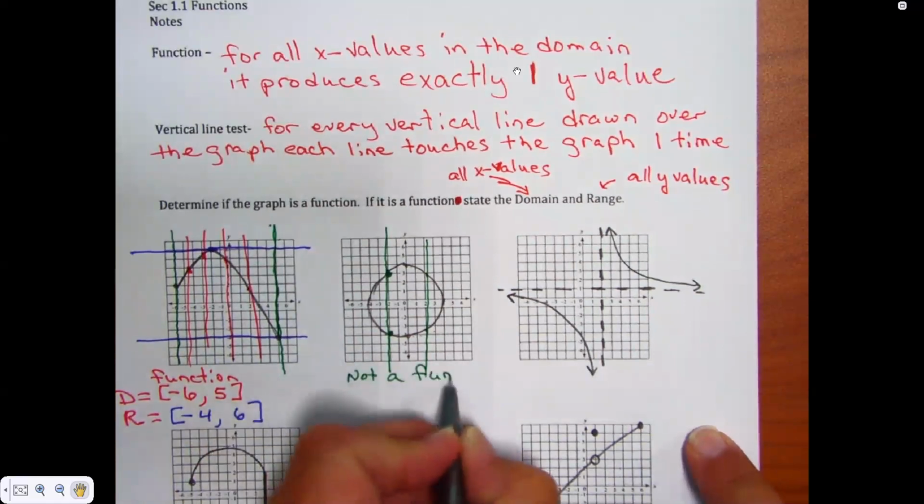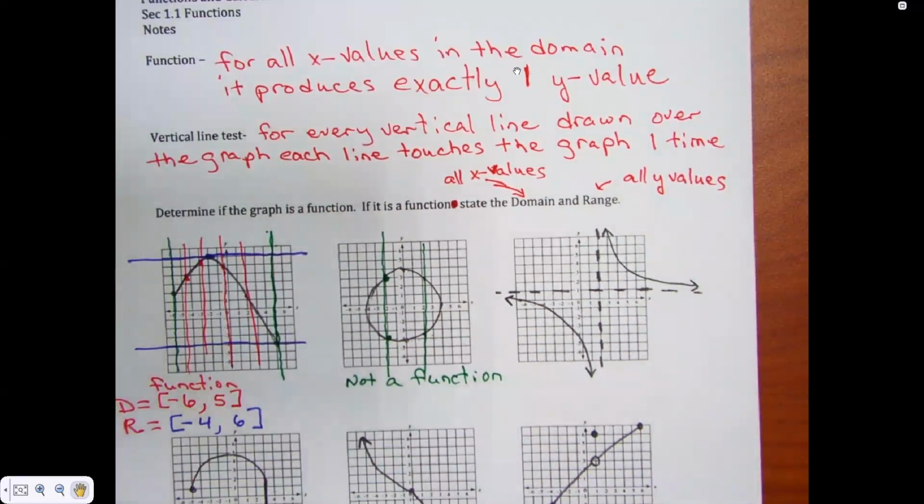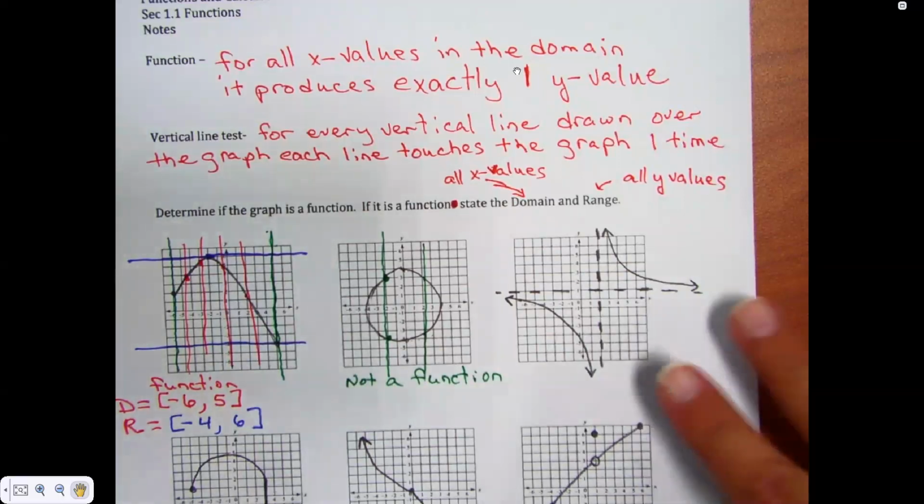But you only have to state domain and range if it is a function. Okay, and this is in the directions, you'll just have to read it. So if it's not a function, there's still a blank for you to do domain and range. Because otherwise it would give it away, right? If they didn't have the blanks there, you'd be like, oh, it's not a function. So, and it's in the directions.